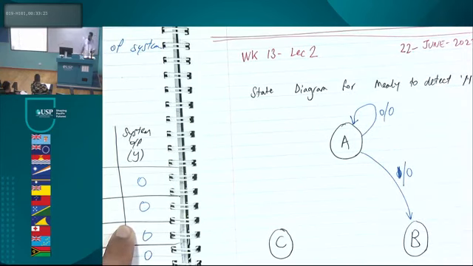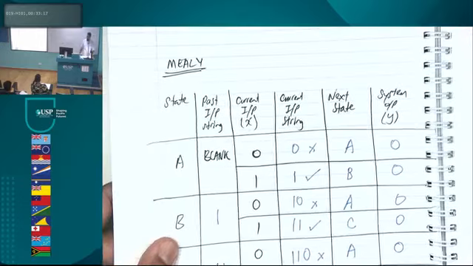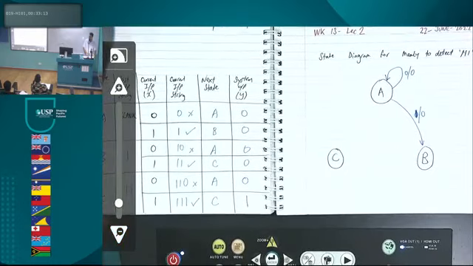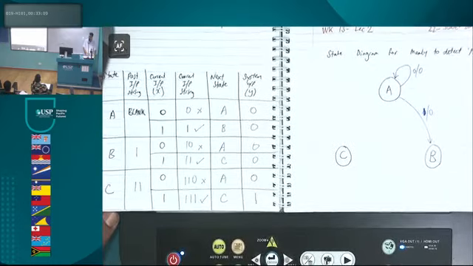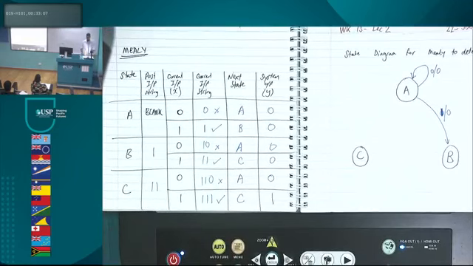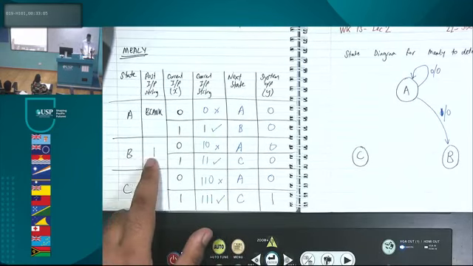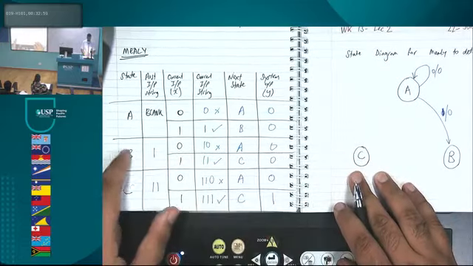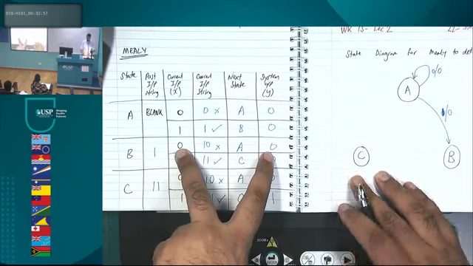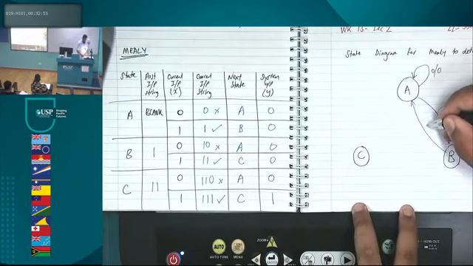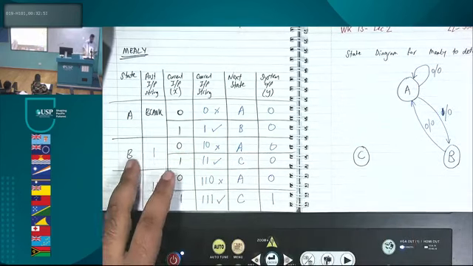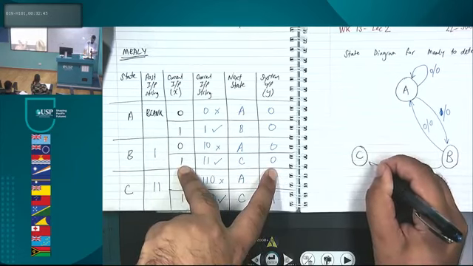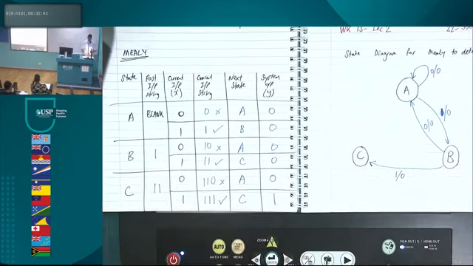We are continuing the problem from yesterday, for those of you. Maybe you can see the entire thing this way. Now, for B, if the input is 0, it goes to A, output is 0. Now B goes to C, input is 1, output is 0.